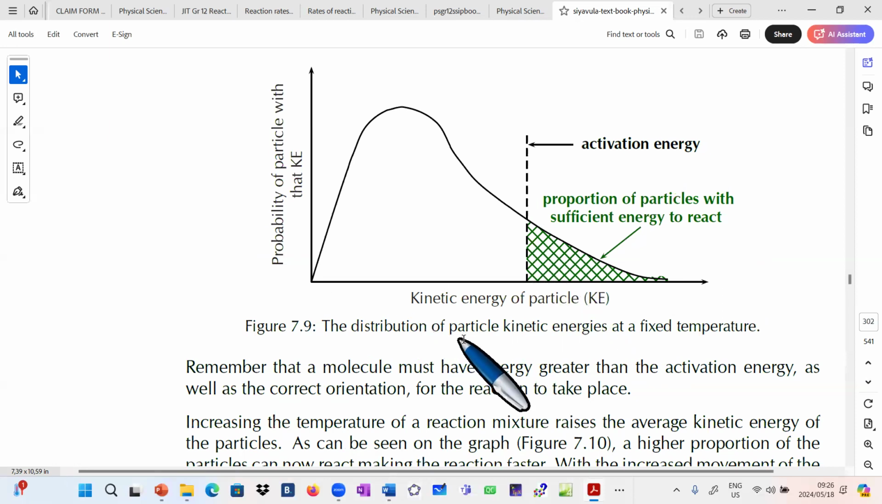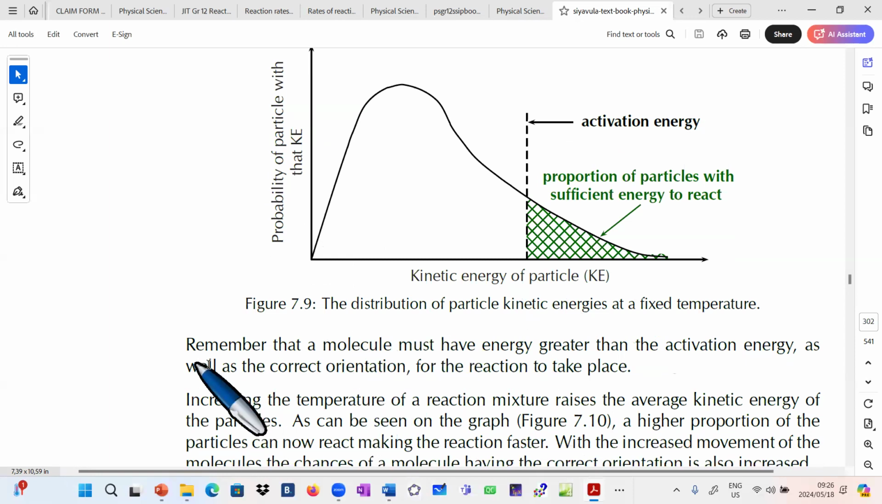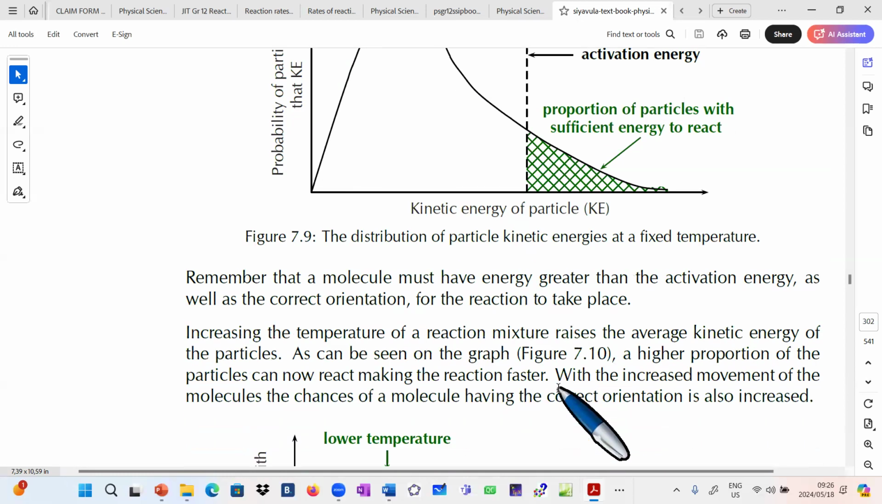So this is the distribution of the particle kinetic energies at a fixed temperature. We're building our momentum towards what we call the Boltzmann distribution before we look at past exam questions. Remember that a molecule must have energy greater than the activation energy as well as the correct orientation for the reaction to take place.